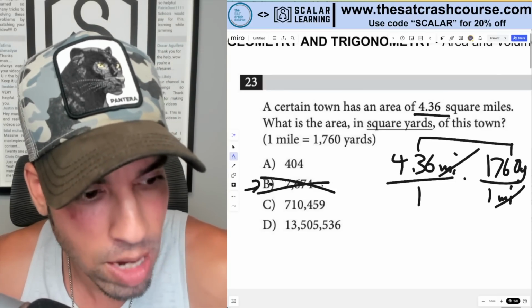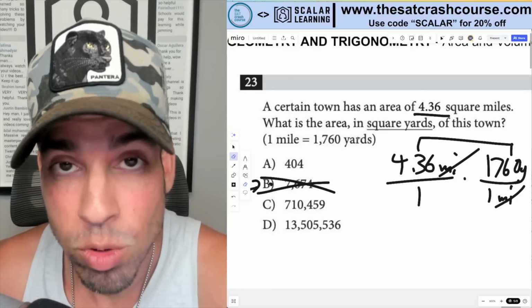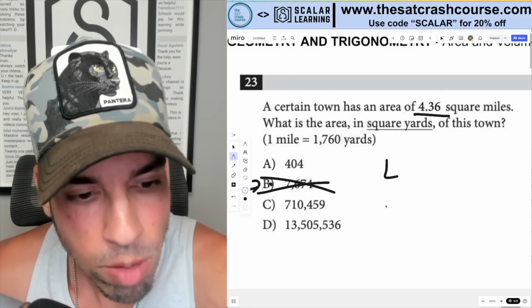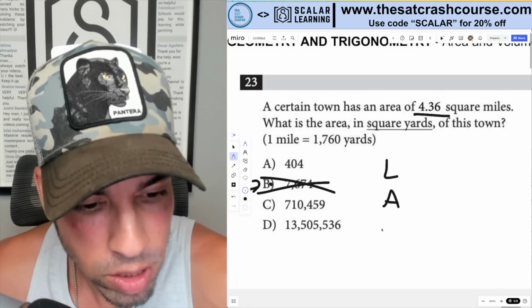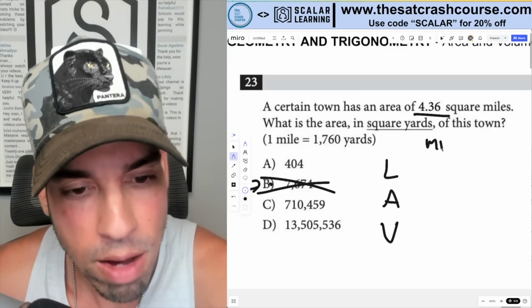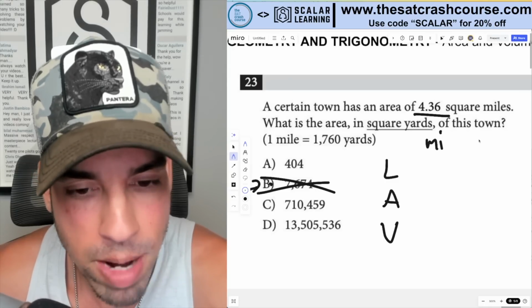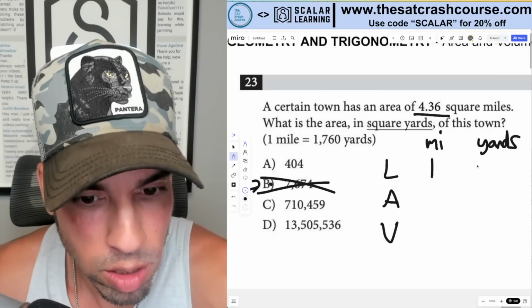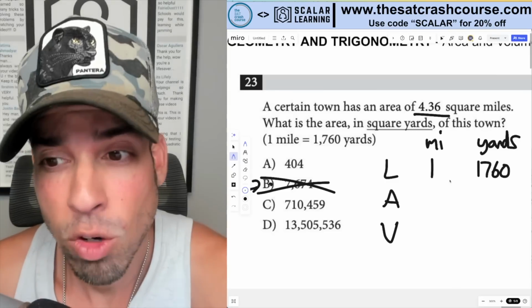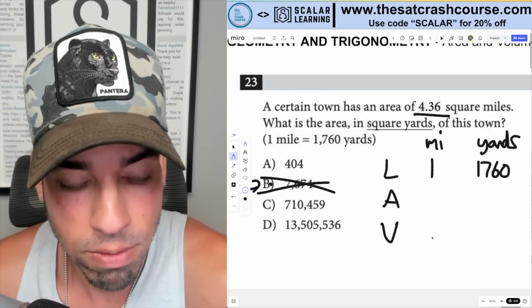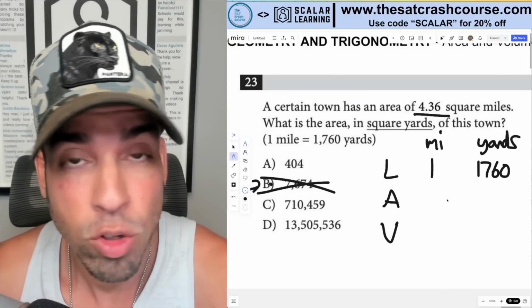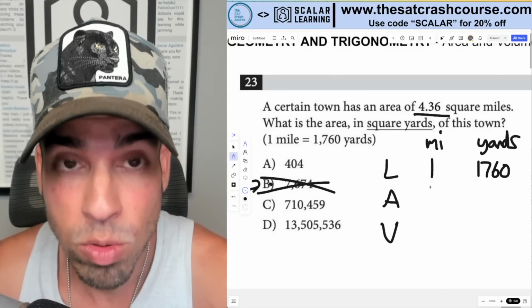But B is actually not correct. That's because we can't use the equivalency in length when we're talking about area. So when we talk about length versus area versus volume, and we have a relationship between miles and yards for length, like we do here, which is 1 to 1760, to get the equivalent ratios in area and volume, use exponents as follows. And think about it. Area is units squared. Volume is units cubed.